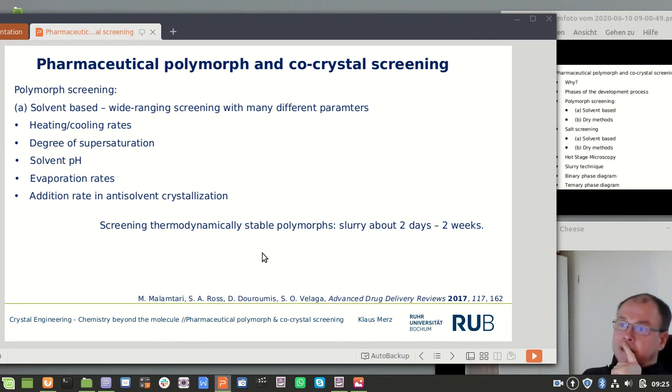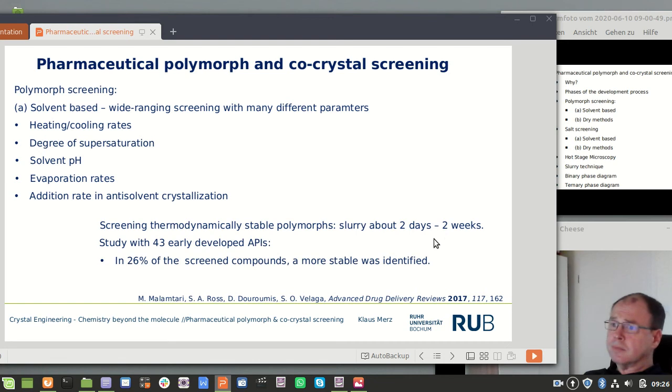Another point is that very often in the pharmaceutical industry or the general development of APIs, you are using slurry techniques. I will come back to this a little bit later. This is the suspension of your API or substance in a solvent, and you're only stirring. You see a long time, 2 days, 2 weeks. And very often this is very helpful.